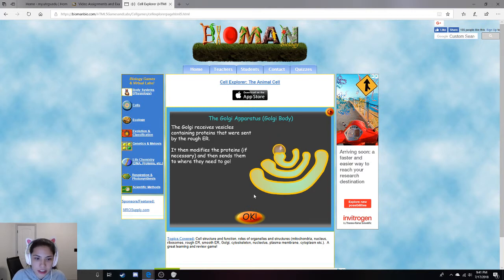The Golgi apparatus, or the Golgi body, receives vesicles containing proteins that were sent by the rough ER. It then modifies the proteins, if necessary, and then sends them to where they need to go.